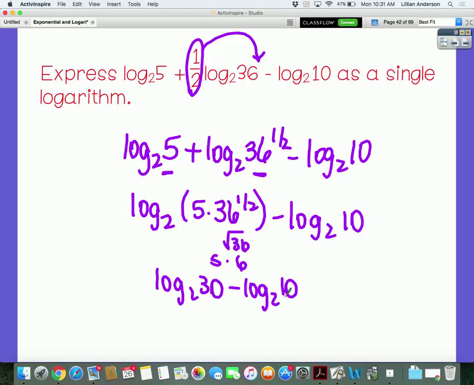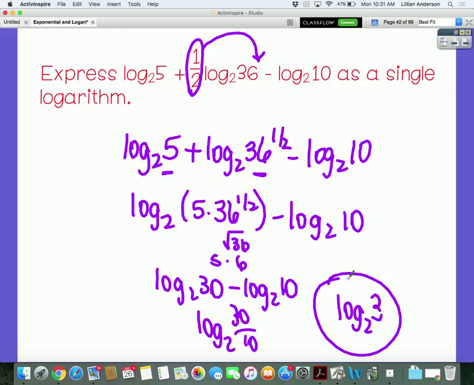And since we have a minus, there's nothing in front of our logs. Minus means divide, so we're going to have log base 2 of 30 divided by 10, which is nothing but log base 2 of 3. And that is our log, this original log that's in the red, written as a single logarithm.